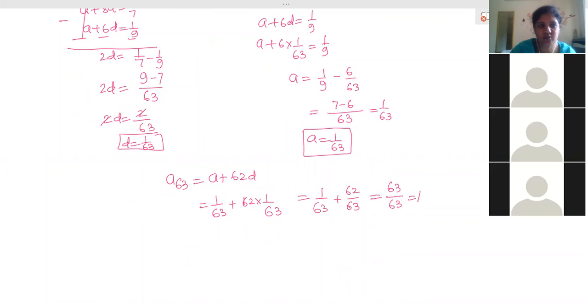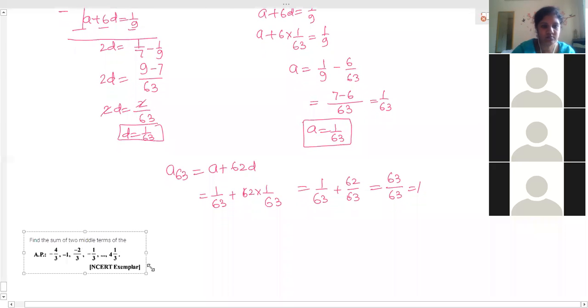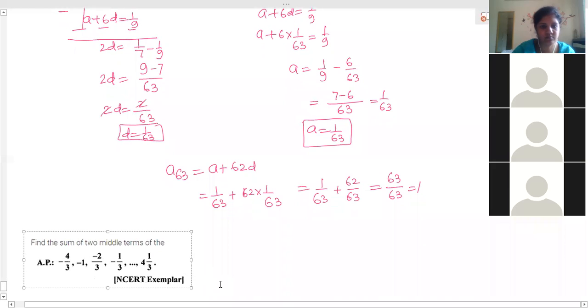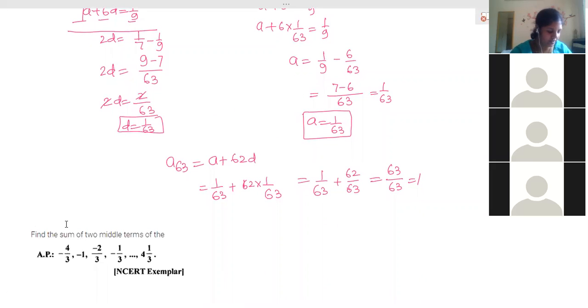These are all example questions. From level 2, we will solve all example questions. This is the 48th question, right? Middle term I have explained yesterday. How to find out the middle term I have explained. Do you remember?